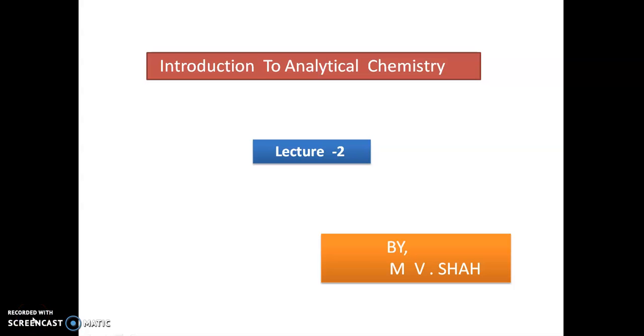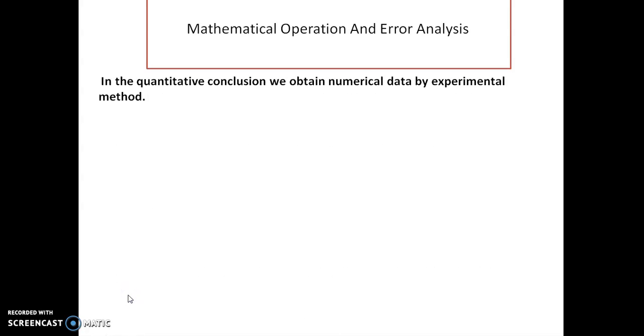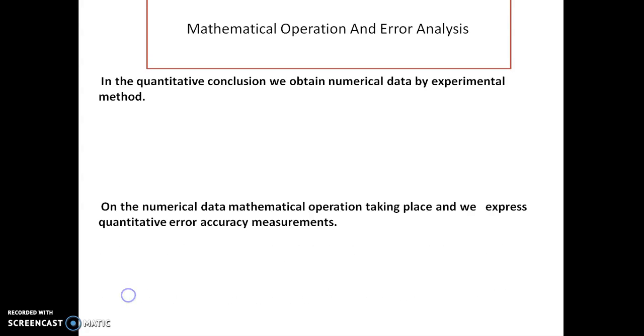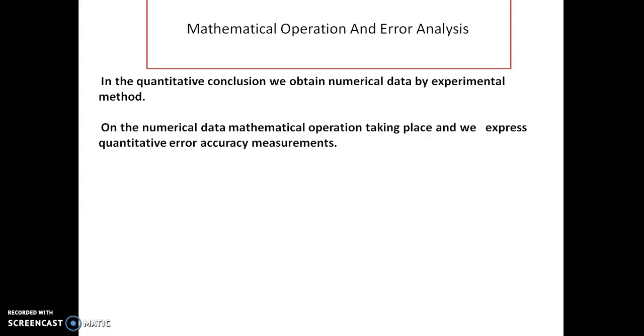Welcome back to the lecture series on Introduction to Analytical Chemistry. Today we are going to study mathematical operations and error analysis. In a quantitative conclusion, we obtain numerical data by experimental methods. On the numerical data, mathematical operations take place and we express quantitative error and accuracy measurements.